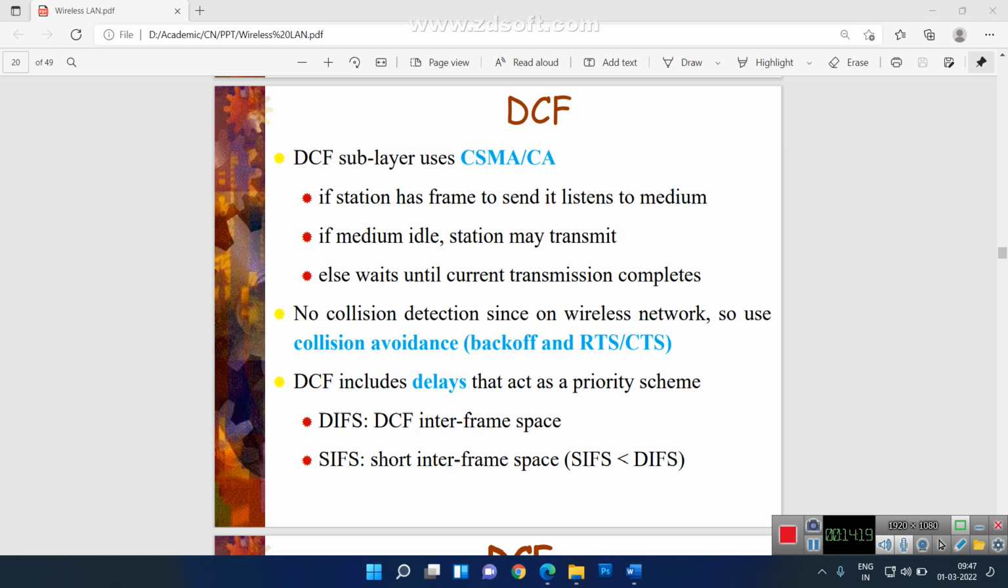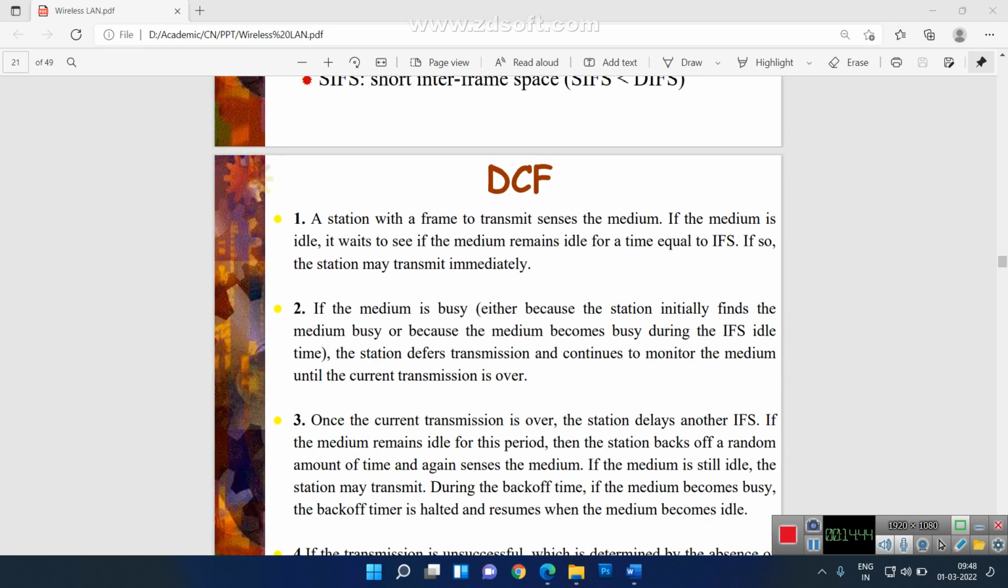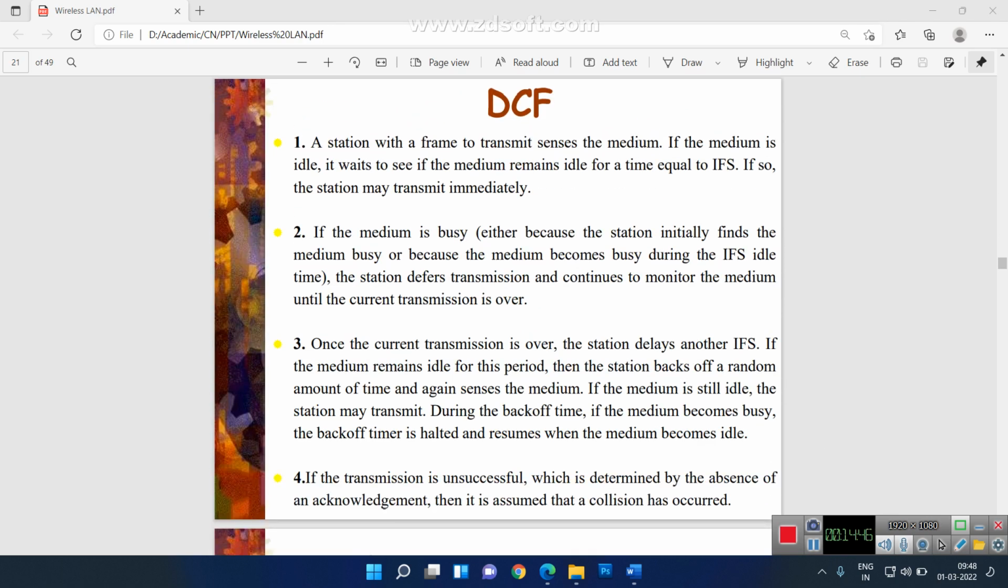Another thing is that we can include the DIFS. What is called a DIFS? DIFS is called the distributed coordination function interframe space. For each and every piece of information we send through the medium, we should give a space for the data. So we call it the distributed coordination function interframe space. Another thing is called SIFS, short interframe space. They described this distributed coordination function briefly.